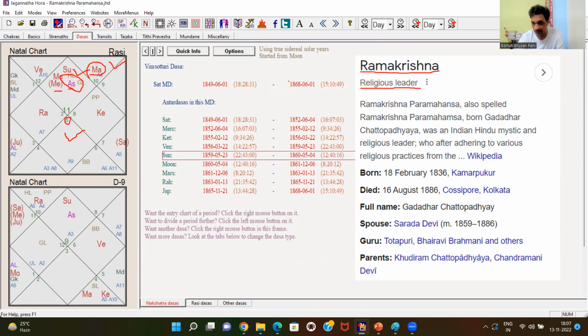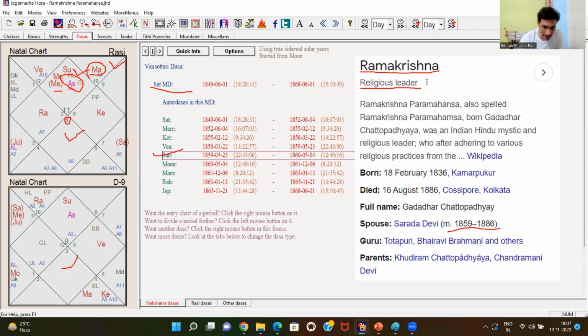Ramakrishna Paramahansa got married in the year 1859. During that time, the Dasa is Saturn Dasa, Sun Antardasa. So how will Saturn Dasa, Sun Antardasa really give you marriage? We need to check that in D9.